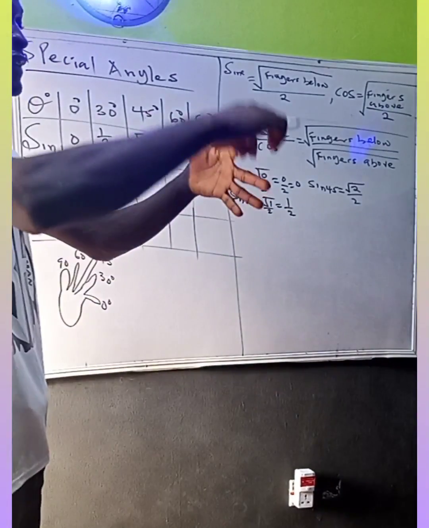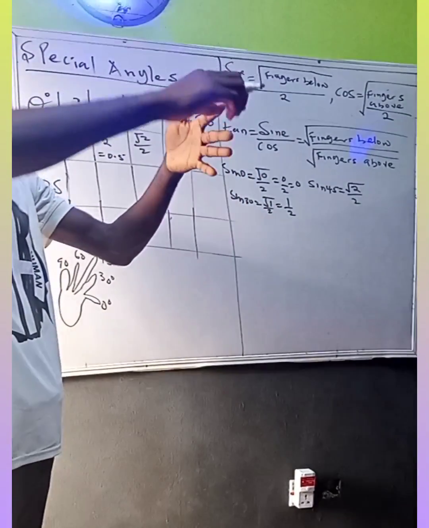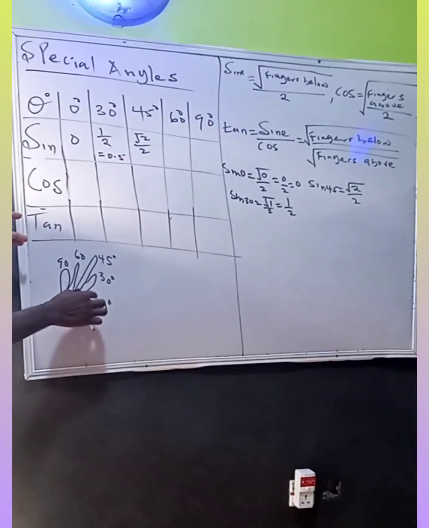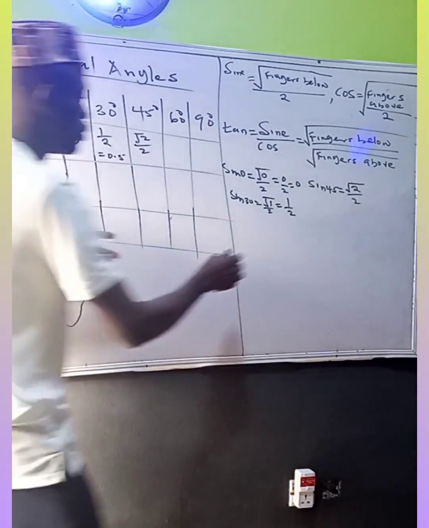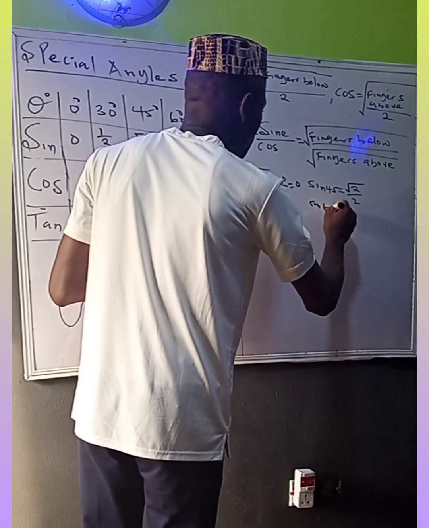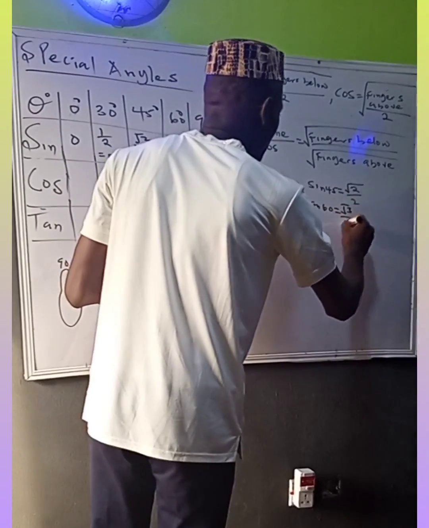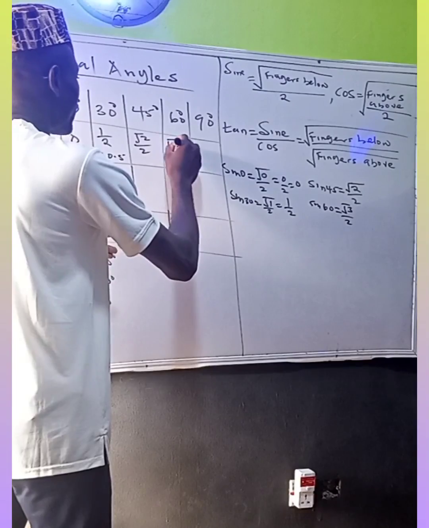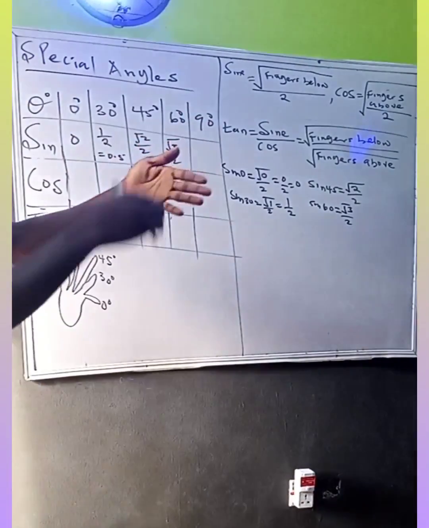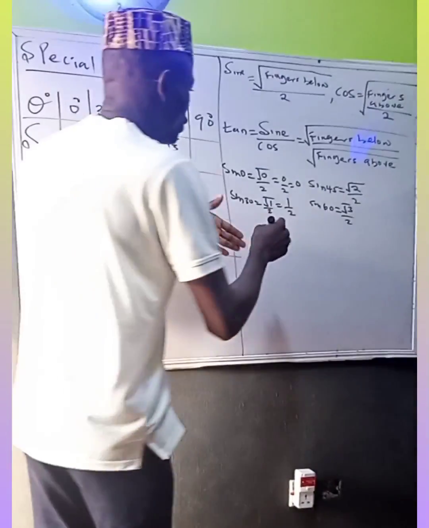Next one is 60. How many fingers do we have below angle 60? 1, 2, 3. 3 fingers. So sine 60 becomes the square root of 3 divided by 2. The next one is sine 90. This is 90.